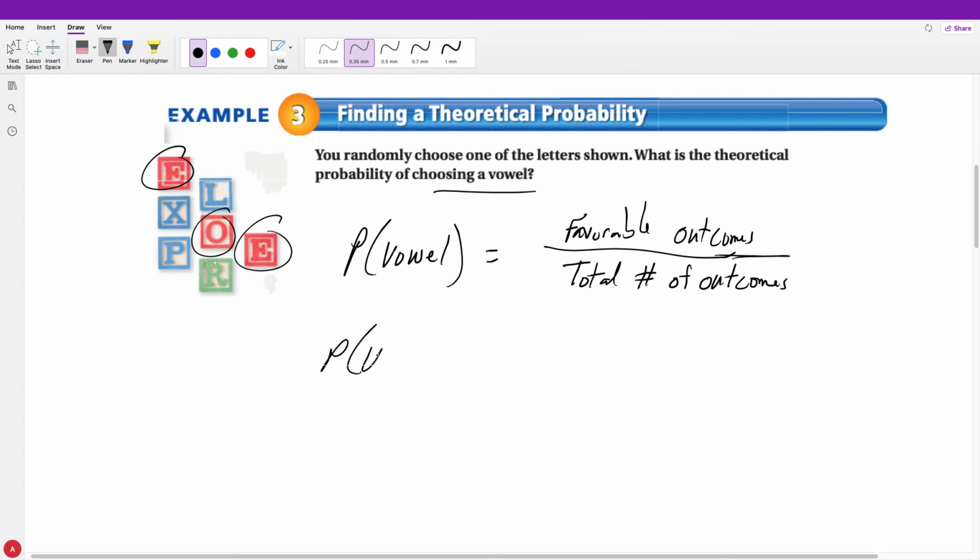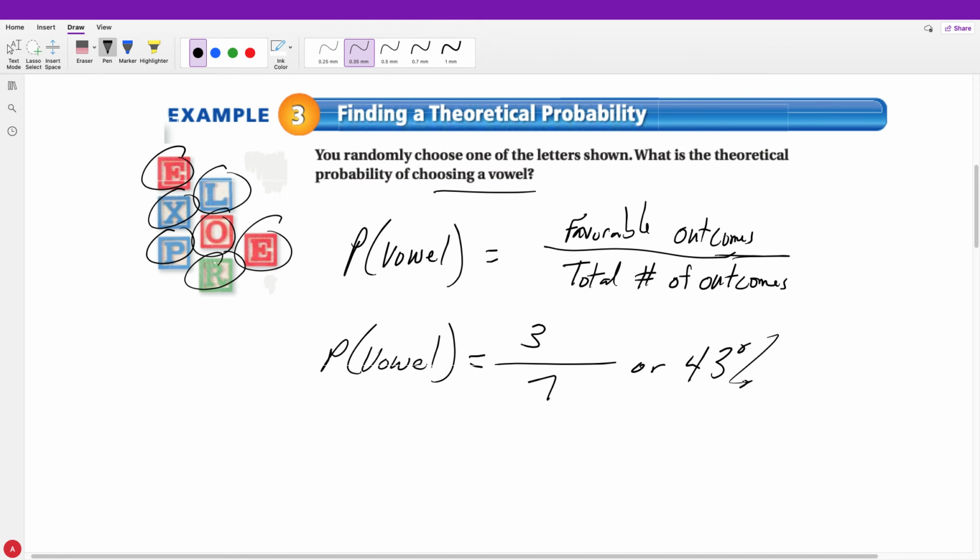So when I'm looking for the probability of a vowel, my numerator is going to be 3. That's my favorable outcomes. Now the total number of outcomes, we have 3 vowels, so we have 4, 5, 6, and 7 total letters. So it becomes 3 out of 7. So if we're just talking theoretically, when I take a vowel out of this bag, if I put all these into a bag and pulled one, equally likely chance, I have a 3 out of 7 chance, or about a 43% chance of picking a vowel.